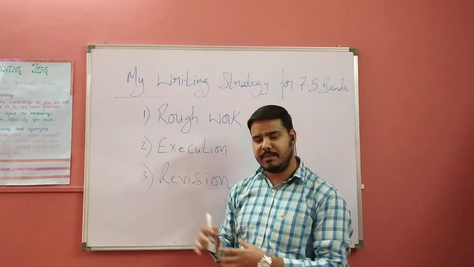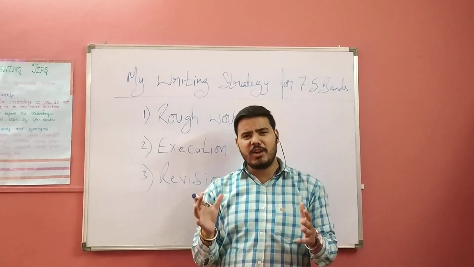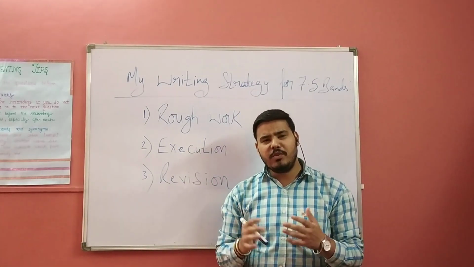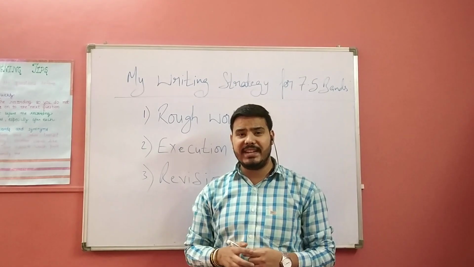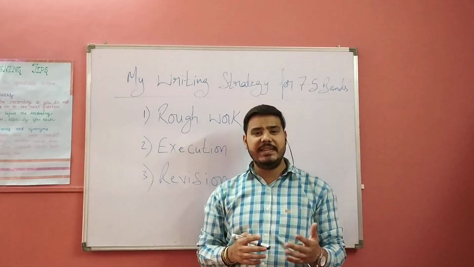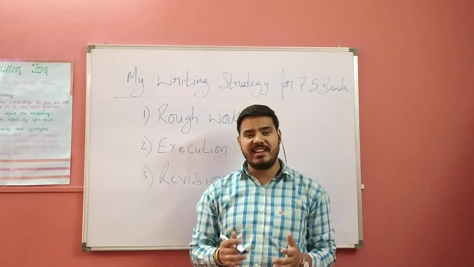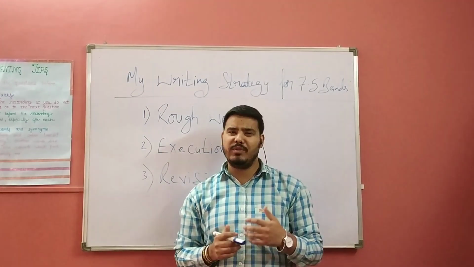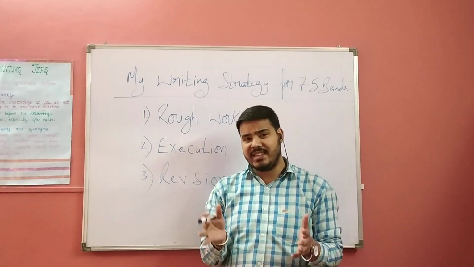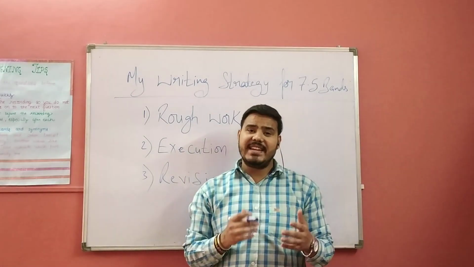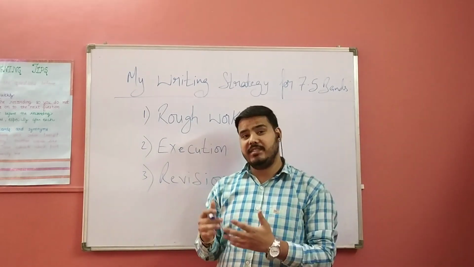It's about writing, but before I move to writing, I have seen a lot of people talking on social media, specifically Facebook, that they are getting very good bands in speaking, reading and listening. People are actually getting 9 bands, but they are stuck in writing. People are not able to get more than 6.5 bands. So what is the thing that is not letting them score 7 bands in writing, which is the desired score?